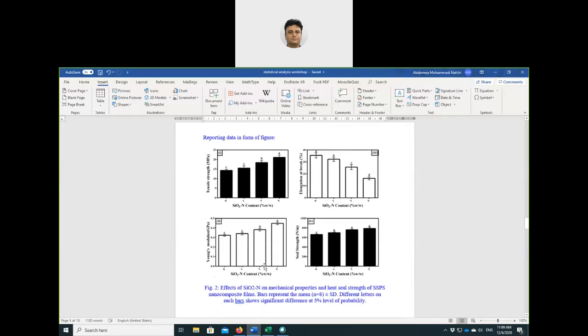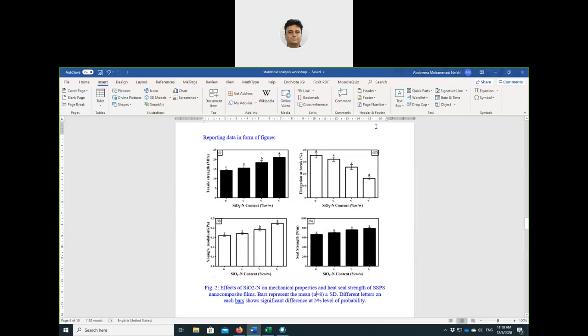Here you can see we report the title of the figure, and from this one we have two parts reporting on a statistical. This is the descriptive statistic. Each bar represents the mean. This is the mean amount, with n equal to 8, the number of replications, plus minus standard deviation.